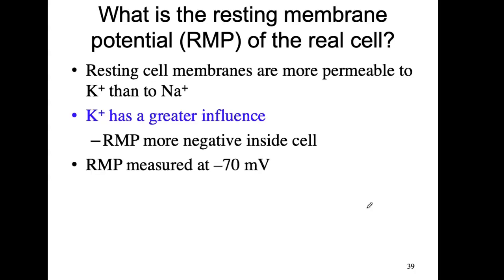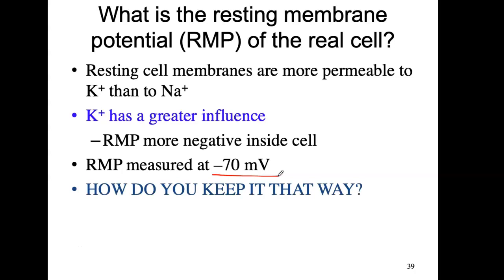Well, when you measure that difference, it's about 70 millivolts of difference between the inside and the out. And given that we're measuring the negative part being inside, we're going to call it negative 70 millivolts. That's what the resting membrane potential of a cell is. It's not sending a message. It's not sending current. It's not connecting to another cell electrically. It's just sitting there.